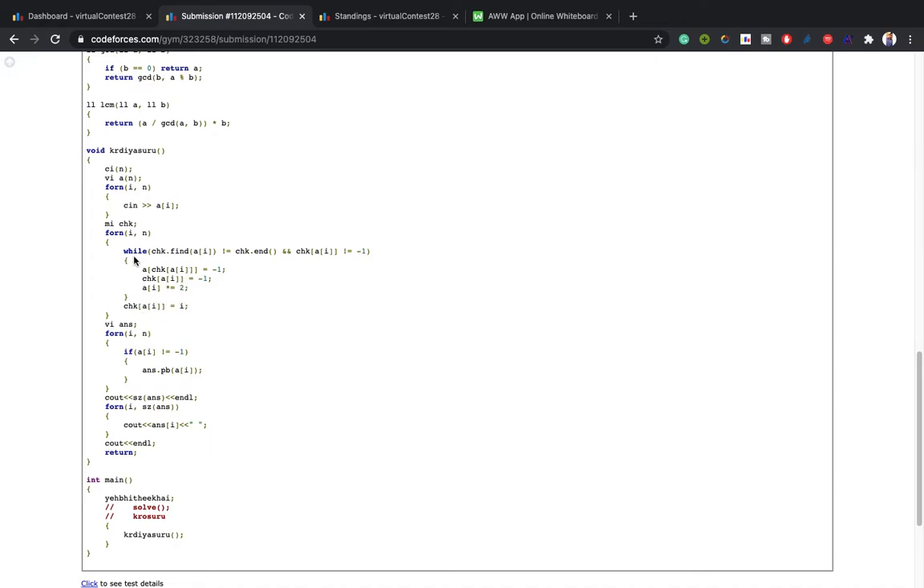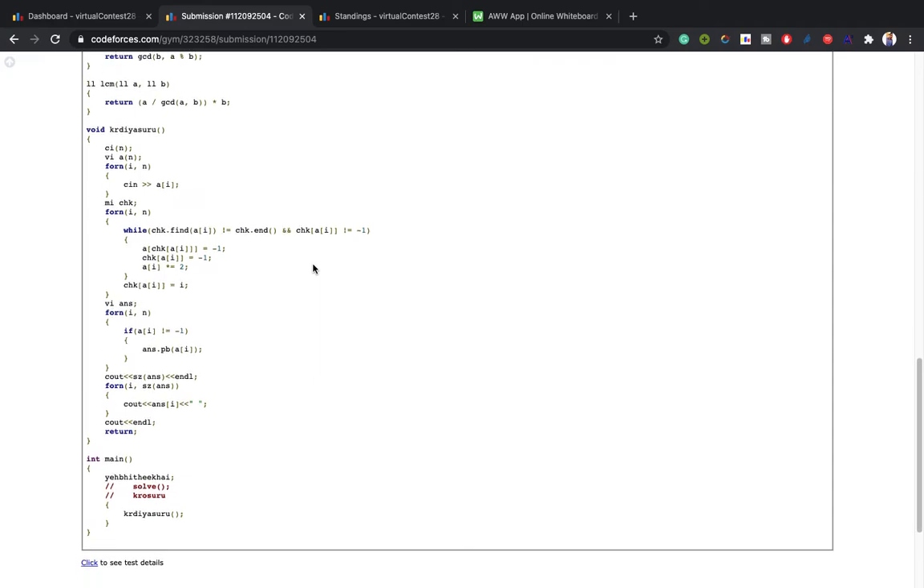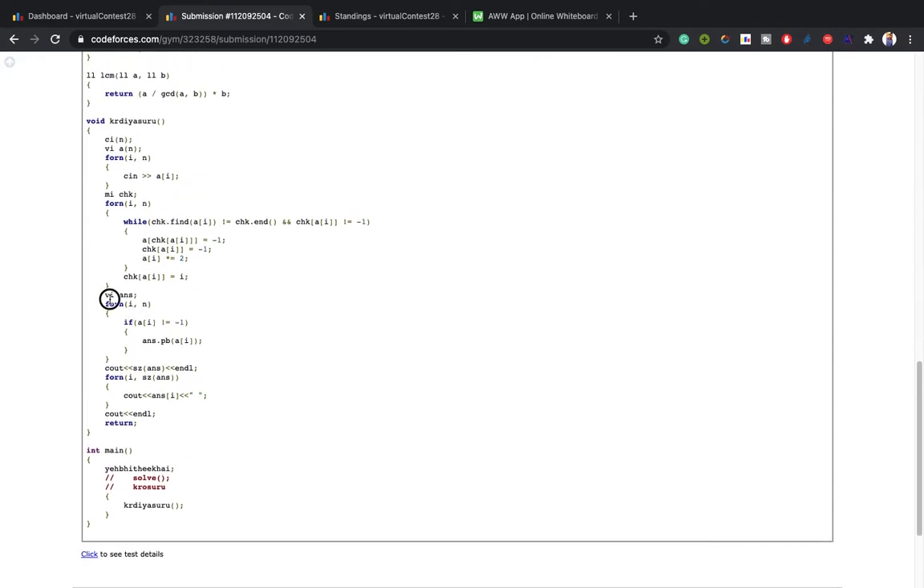Whenever a of I occurs again, it will find it in the map, and it is also not -1, meaning it is not rejected. So I will make that value -1, and also update that value in the map by multiplying by 2. So yeah, this is just implementation. And here is the answer. I took the answer variable, and the entries marked -1, which I have rejected, I don't include; I just push the rest of the array to the answer and print it.